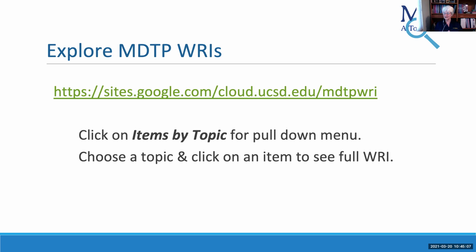So what I'm going to do now, again, is give you 5 minutes to explore the site. As you get to the website, in the upper right-hand corner, there's a tab that says items by topic. I'm going to suggest, as you look at the items by topic, scroll through a topic that you might have interest in and click on the item to see the full written response item. That way you can see the essence statement and the rubric that is all included.